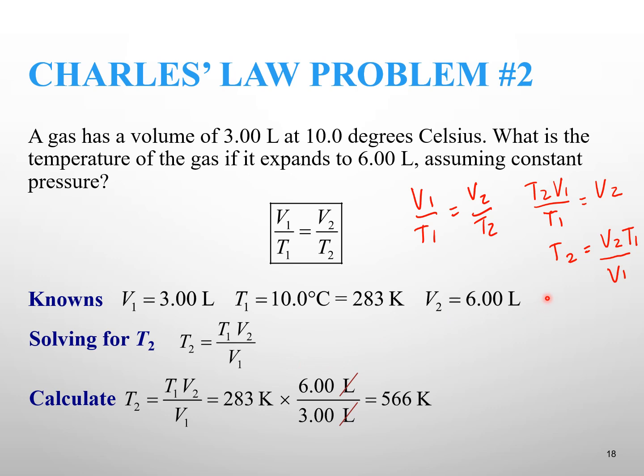If you feel like you don't really follow all this, sometimes it's easy to just plug in all the values and then solve for it using the numbers. It still works out the same way. But you do have to understand how to rearrange your numbers. So T2 equals T1, 283 Kelvin, divided by V1, 3 liters, times V2, which is 6 liters. And you get your answer in Kelvin, 566 Kelvin. And you can see here, when the volume goes up, the temperature goes up.